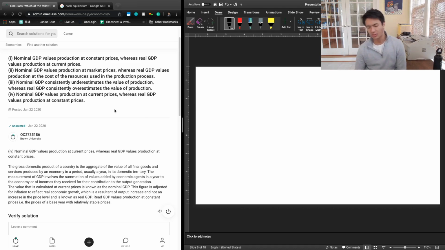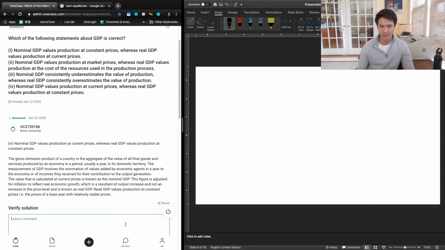So I think this answer is a little bit long and a little bit confusing. I think we can write a little bit better of an explanation here just to clarify the differences between real and nominal. So we can say that nominal GDP is calculated using both current prices and production levels. As a result, changes in nominal GDP could be a result of either changes in prices or changes in production level. Because this can be confusing, since we care mostly about changes in production level, not price level.